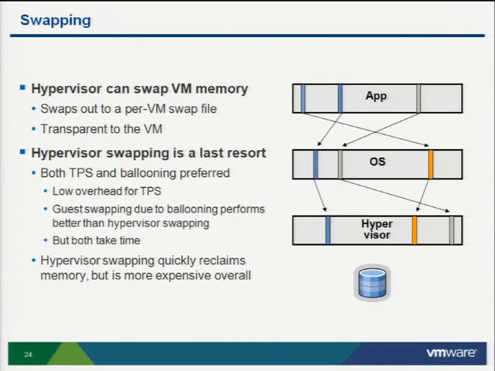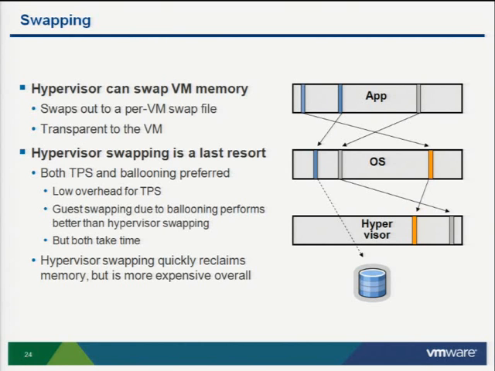Okay, so that's ballooning. Now again, swapping, I think you're all familiar with as well. And I think it's important to delineate the fact that this is hypervisor swapping that I'm talking about and not guest OS swapping. Swapping can actually happen both at the OS layer and at the hypervisor layer. This is strictly at the hypervisor layer. And all we're doing here is just transferring a piece of memory from physical RAM to disk. And the OS doesn't know anything about it. As you can see, the OS layer hasn't changed at all. It's just the hypervisor's layer that changes.